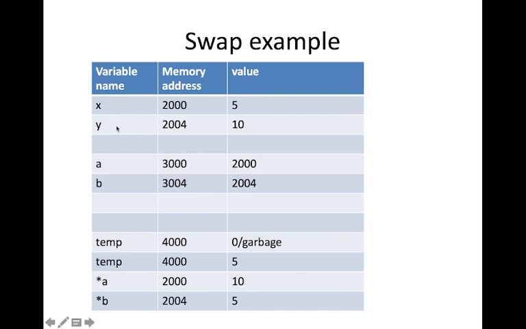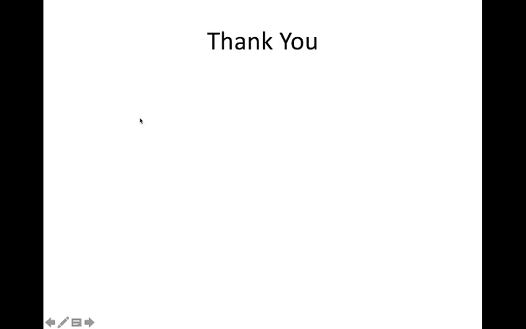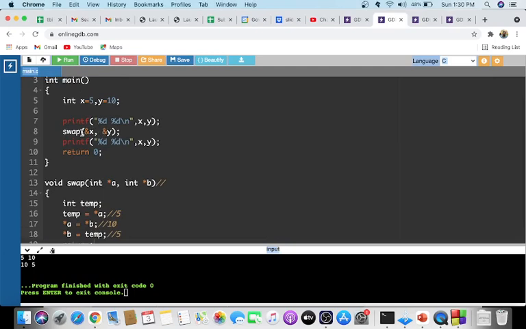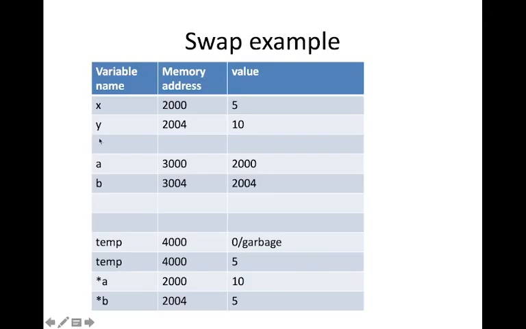Okay, so you should understand what is happening. So in the program, when you call this ampersand x and ampersand y inside the function, when you declare this, a will have the address of x. Address of x is 2000. So the value will be 2000 here. So a and b are pointer variables. So those address values will be stored here. So this is what is happening inside the swap. So you should understand this thoroughly. Okay. So that's all. Thank you.